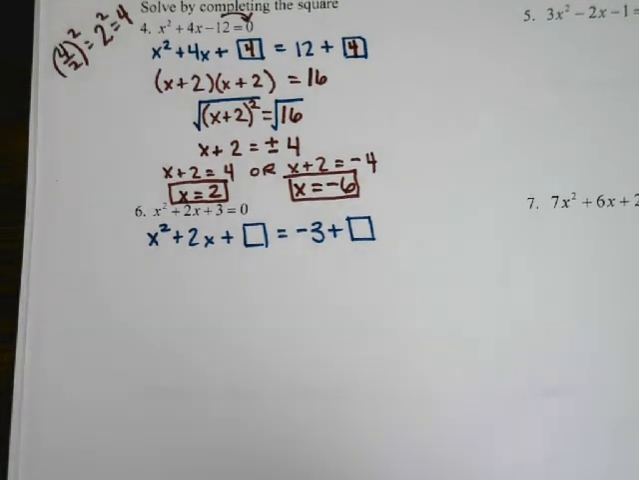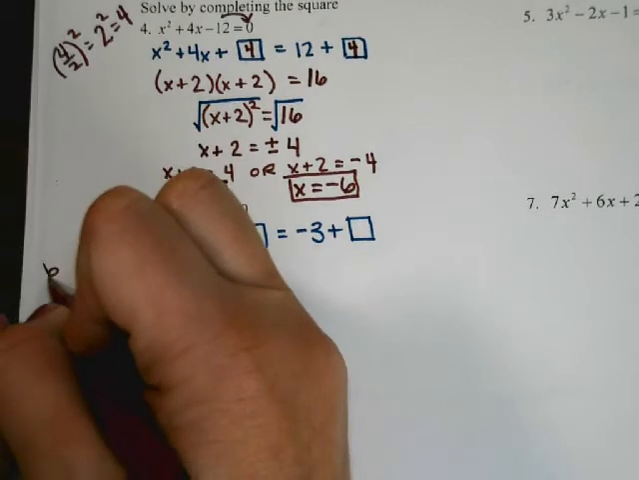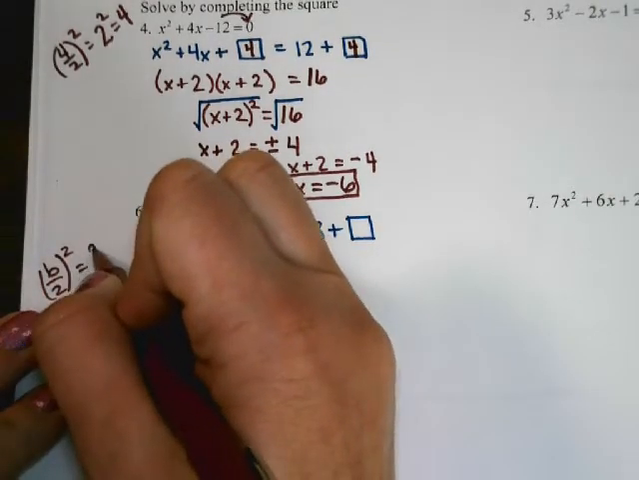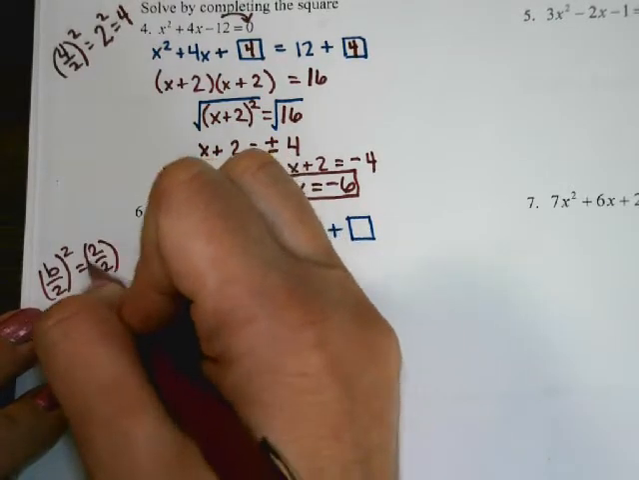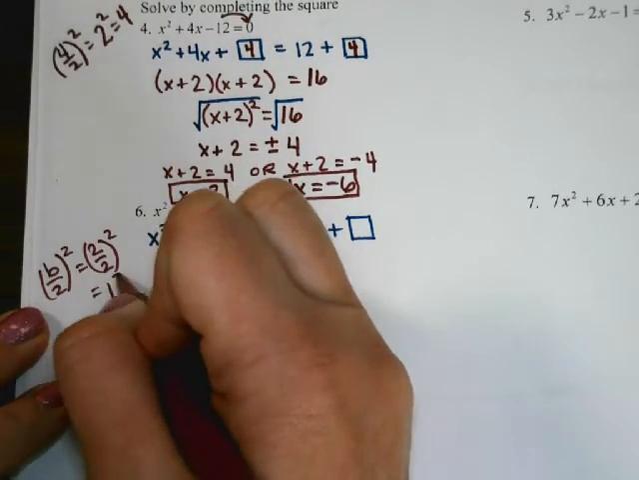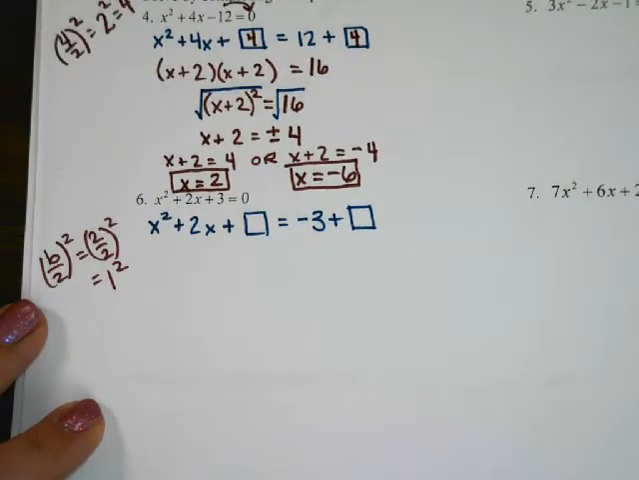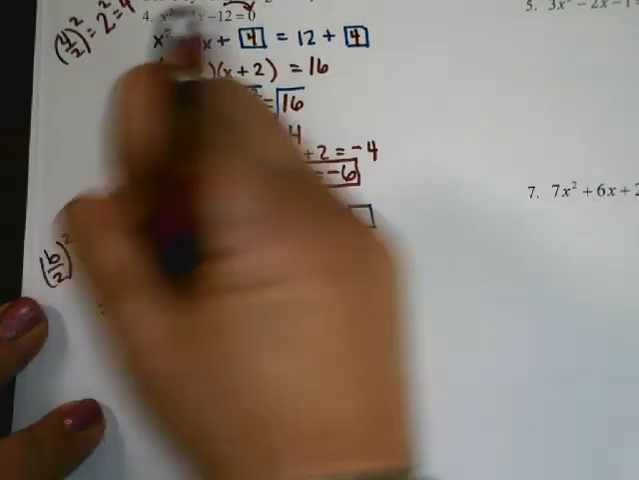Okay, what's my b value? I have to figure out what goes in the box. What's b? 2. 2, perfect. I'm going to take b and divide it by 2 and then square it. Well, my b is 2, so 2 divided by 2 is 1, and then square it. 1 times 1 is 1.